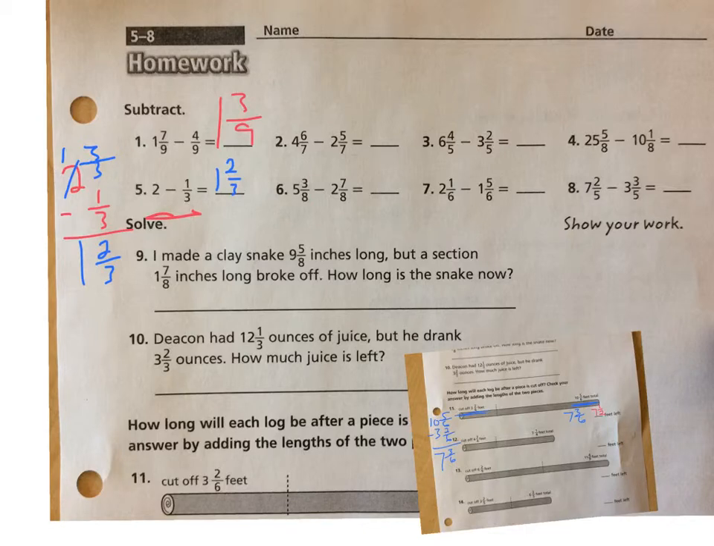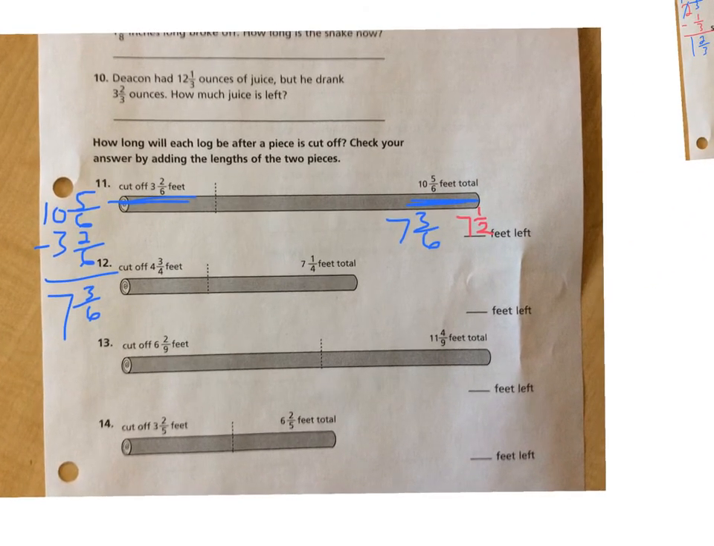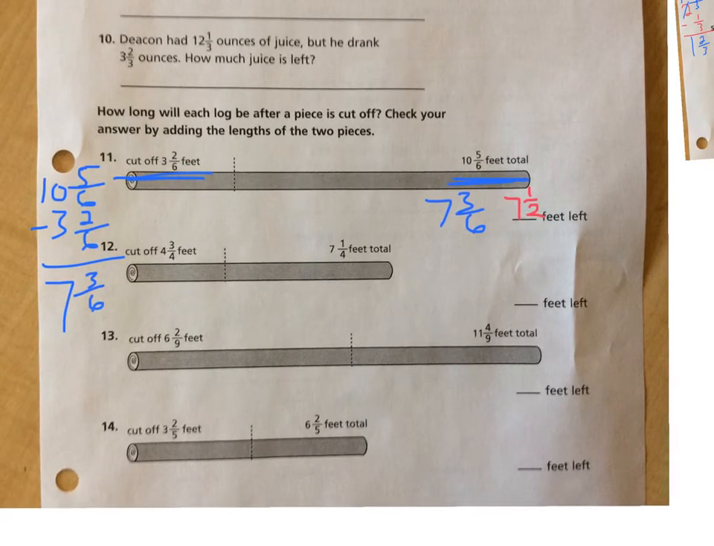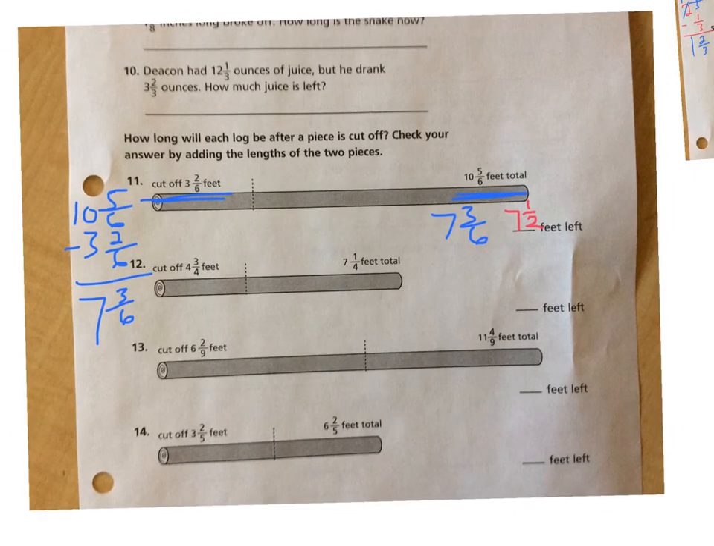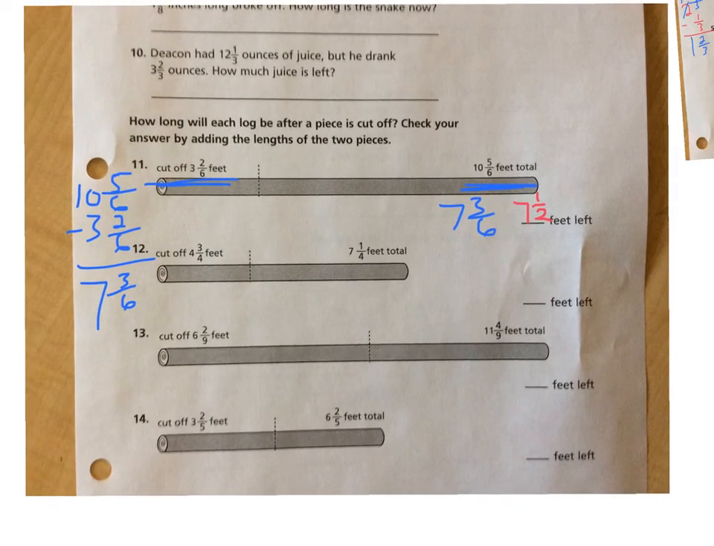9 and 10 are the word problems. I think you'll have no problem. Follow the same strategy on those. We got to 11, 12, 13, and 14. 11, 13, and 14 are very simple because there's no regrouping. Number 12, you'll have to regroup.